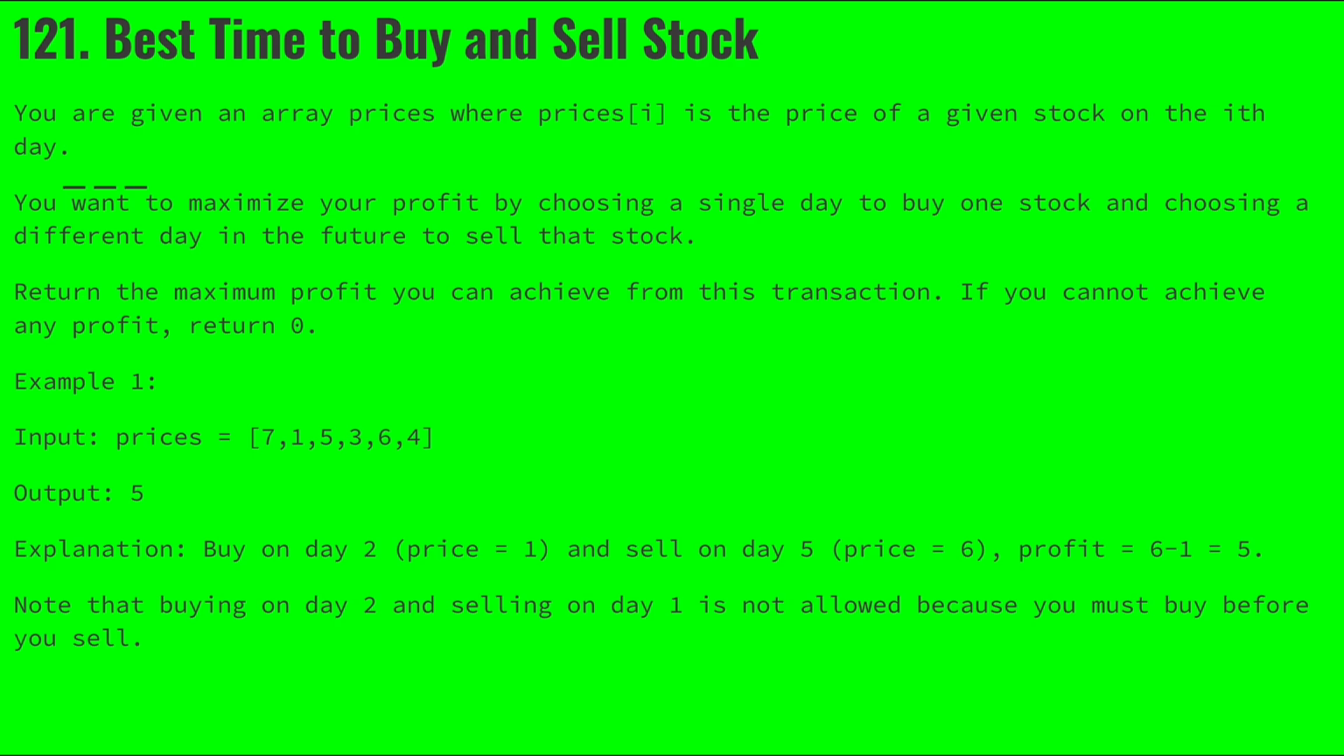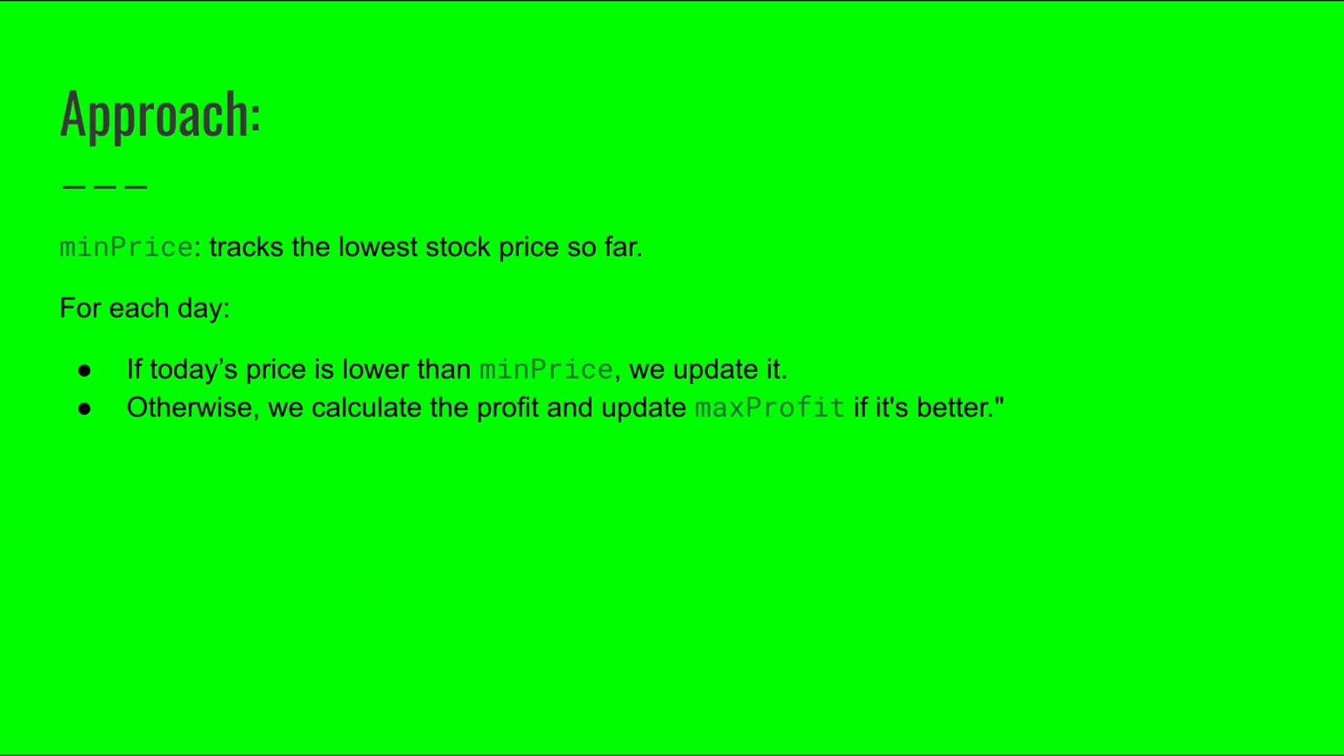Which means you have to buy when the price is low and sell when the price is high, right? Then you will get the maximized profit. So what is your goal? Buy one day and sell another day in the future, and maximize your profit. If you can't make a profit, just return 0. Note that buying on day 2 and selling on day 1 is not allowed, because you must buy before you sell.